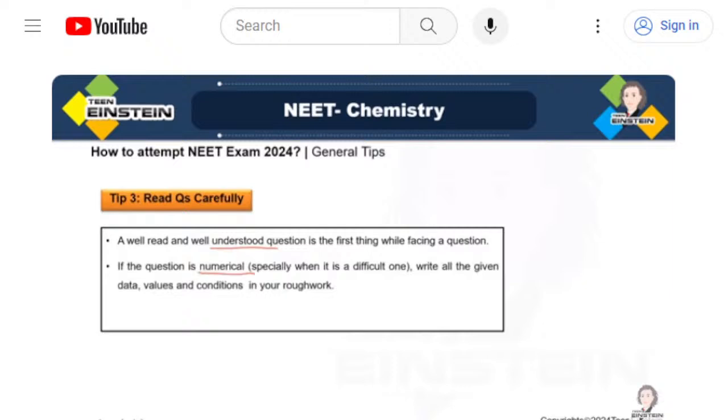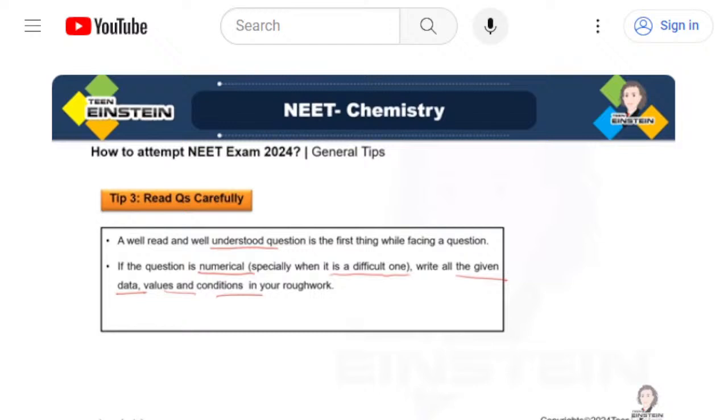Now if the question is not theoretical, if it is numerical, especially when it is a difficult question, what you should do is write all the given data, the values, the reaction conditions if it is chemistry, in your rough work. So don't neglect the rough work. In the draft sheet, just write all the data values clearly so that everything is in front of you and you can see everything clearly. When you can see all the given data clearly, only then will you be able to find the pattern based on which you will solve the question.